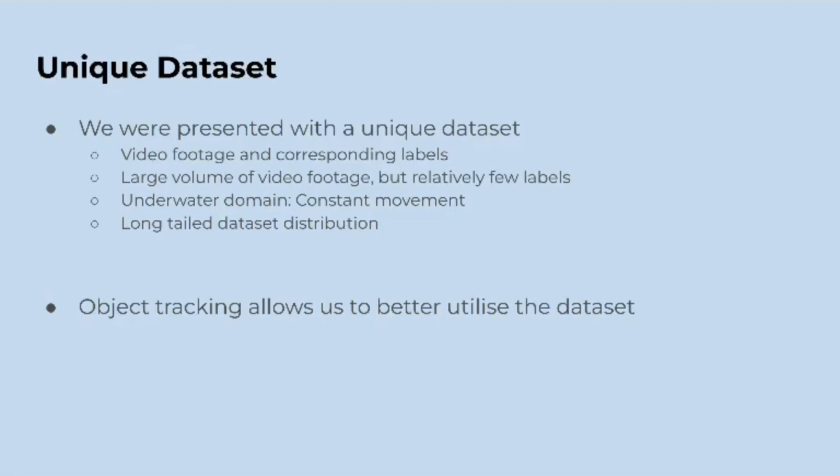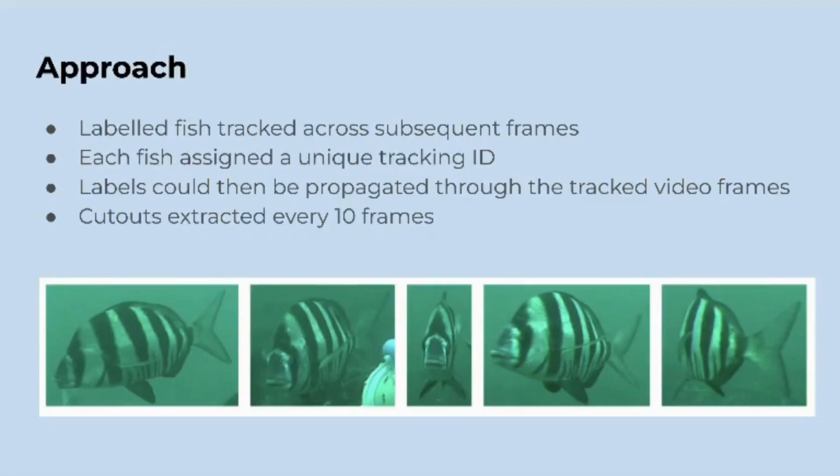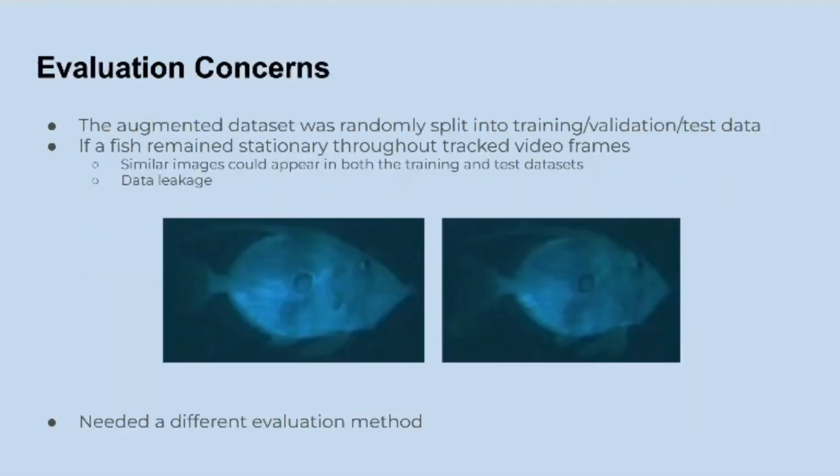The provided dataset contained a large amount of raw video footage, but relatively little labeled data. The aim of object tracking was to better utilize this available data. Labeled fish were tracked across subsequent video frames, with each fish assigned a unique tracking ID. The labels were then propagated through the tracked frames, allowing the original dataset to be expanded.